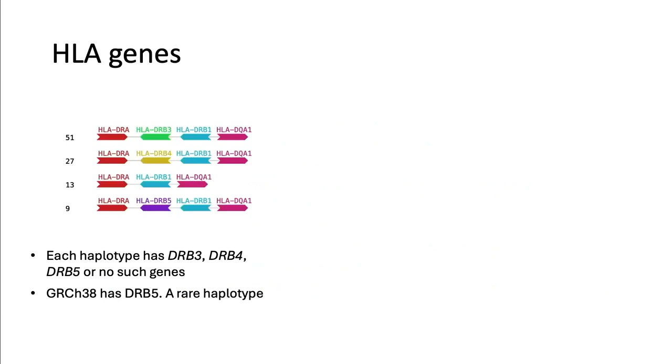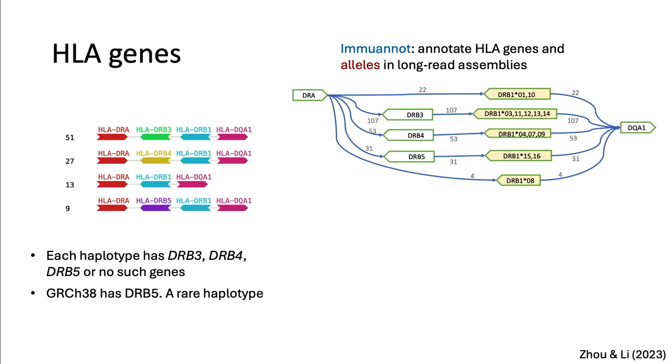And of course, the HLA genes also have this. The HLA genes have, for example, some haplotypes with DRB3, some with DRB4, some with nothing, and some with DRB5. But on the HLA genes, we can go a step further, because in addition to the presence or absence of the gene itself, we also have the allele groups.